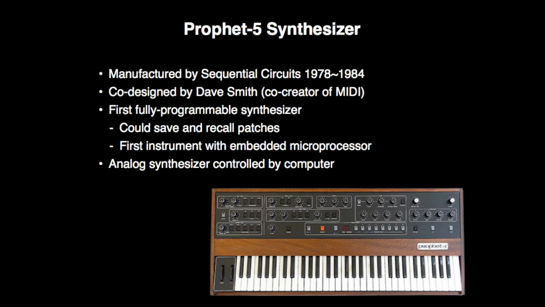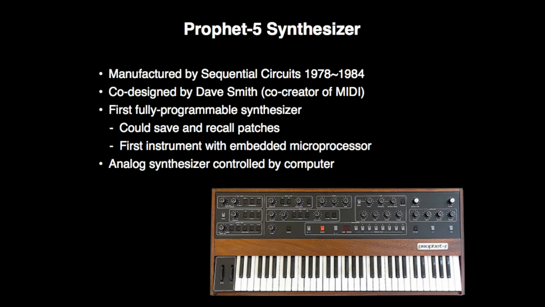So the Prophet 5 was manufactured by a company called Sequential Circuits in the late 70s through the mid 80s. It was co-designed by a synthesizer engineer named Dave Smith. Dave Smith was also known as being the co-creator of MIDI. So he was one of the ones that decided, hey, a universal protocol where we could send performance data between synthesizers of all different brands and between synthesizers and computers would be really useful. So he was the one that kind of spearheaded that project.